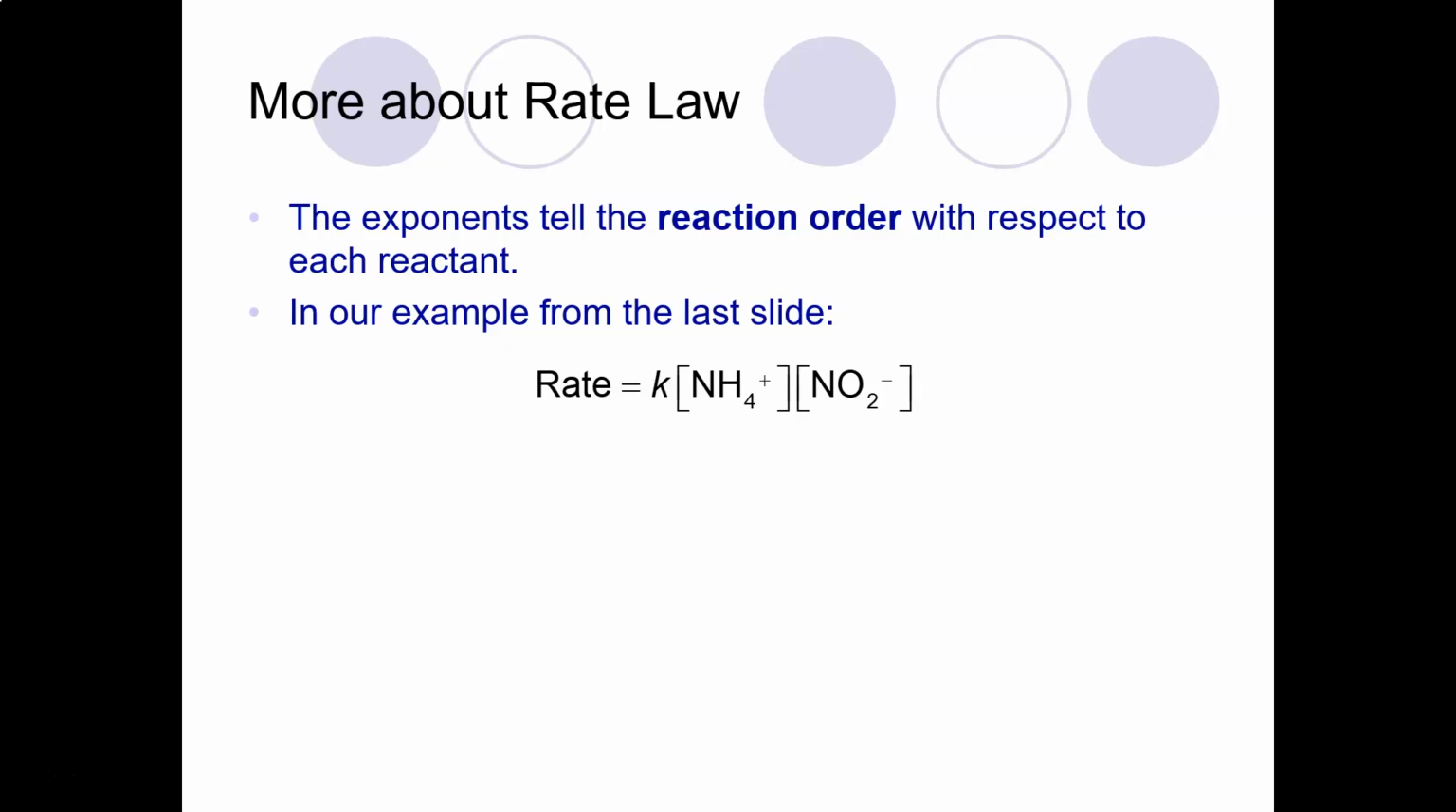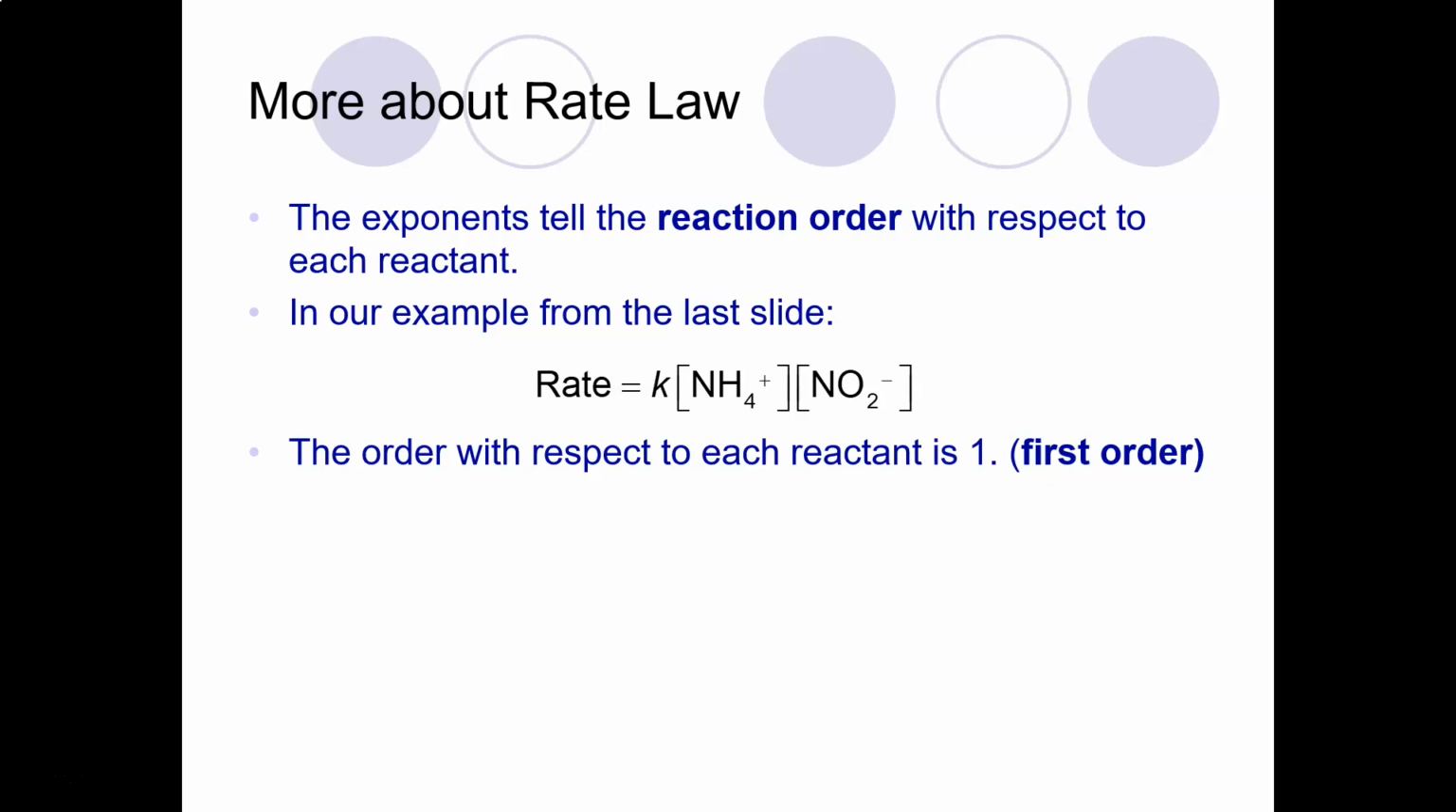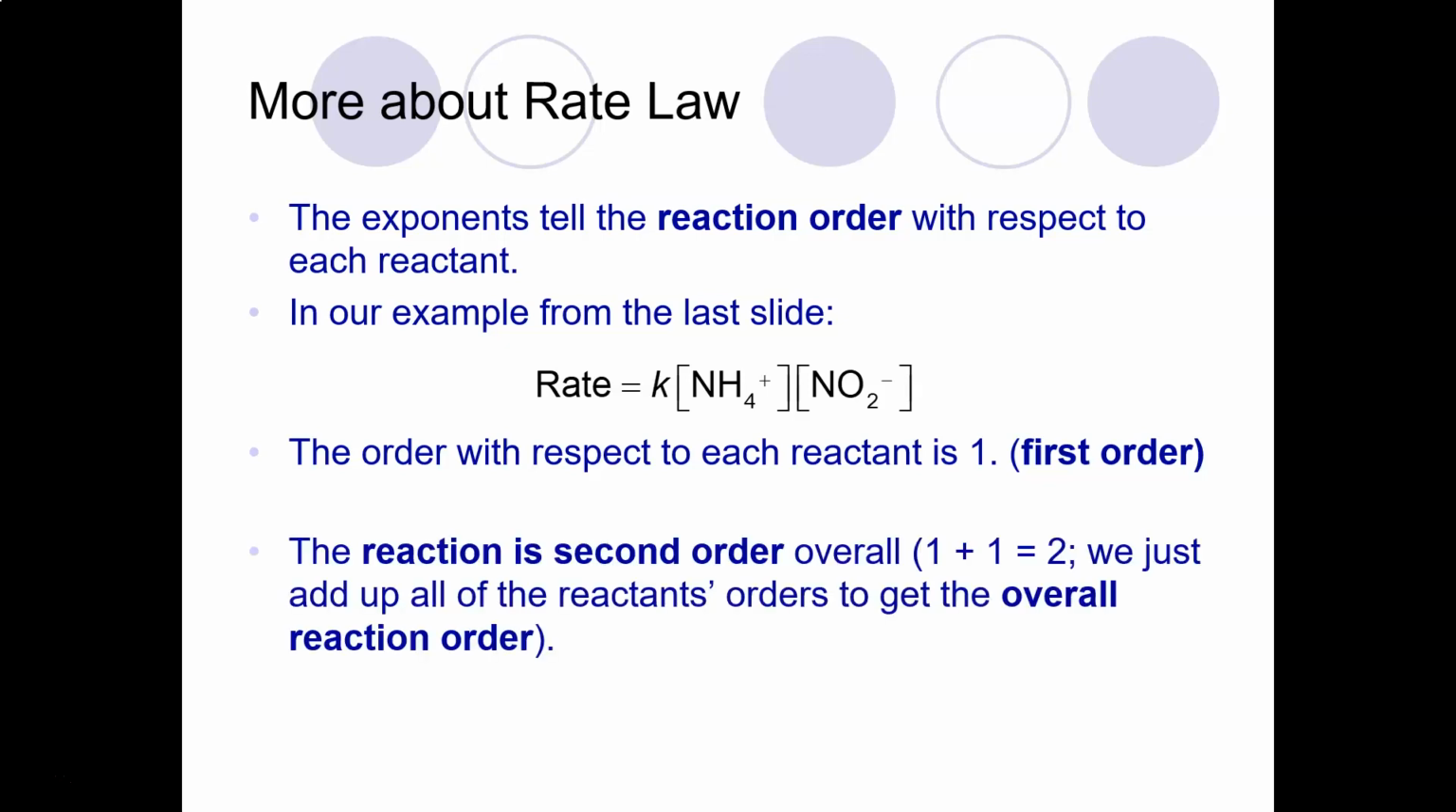Okay. So the exponents are called the order. If the exponent is 1, it's first order. If the exponent was 2, it would be second order. The exponent could be 0, which would be zero order. Okay. So reactant 1 is first order. Reactant 2 is first order. So the overall reaction is second order.